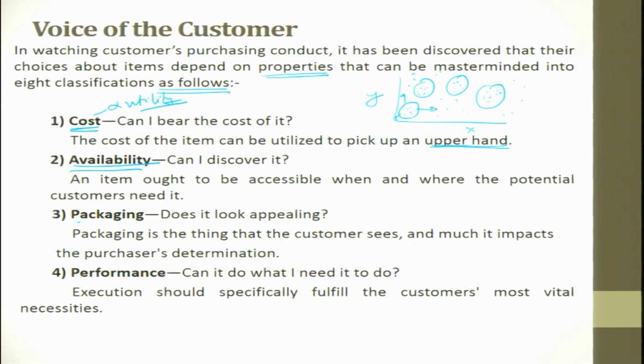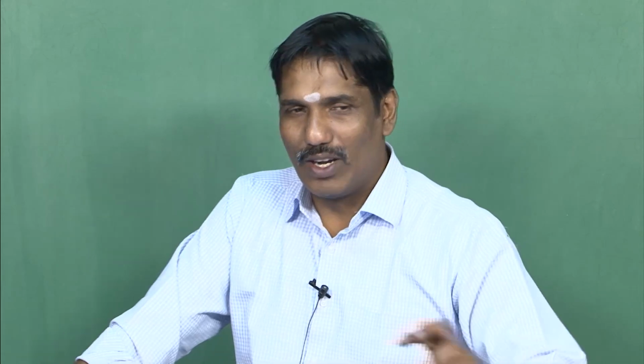Third thing is packaging. Does it look appealing? Okay. Packaging is a thing that the customer sees and makes an impact on the purchaser's determination. Packaging is very, very important. See, at some point of time, people said, let the mouse not be transparent, which is used in a computer. Today, people say that let the mouse cover be transparent, I would like to see what is inside. Look at it, how the packaging made a big difference.